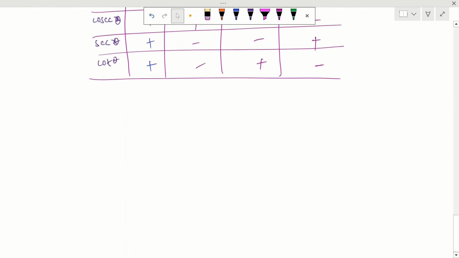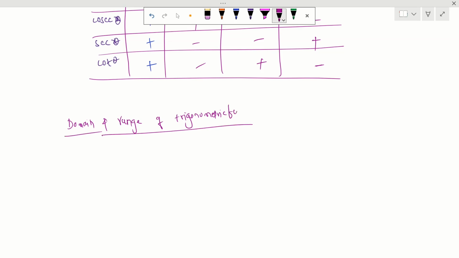Now we come to the domain and range of the trigonometric functions. So what does domain and range of trigonometric functions mean?